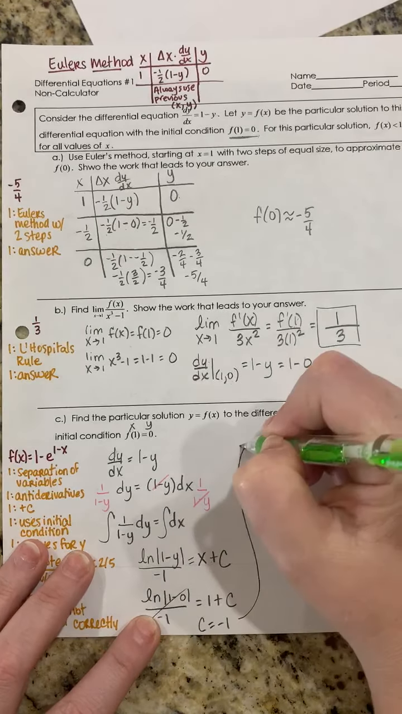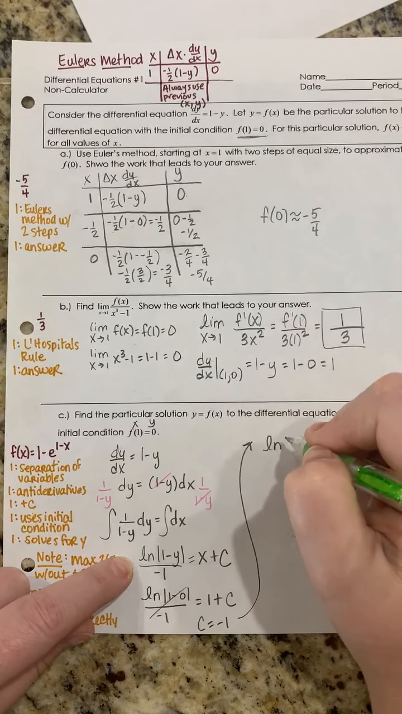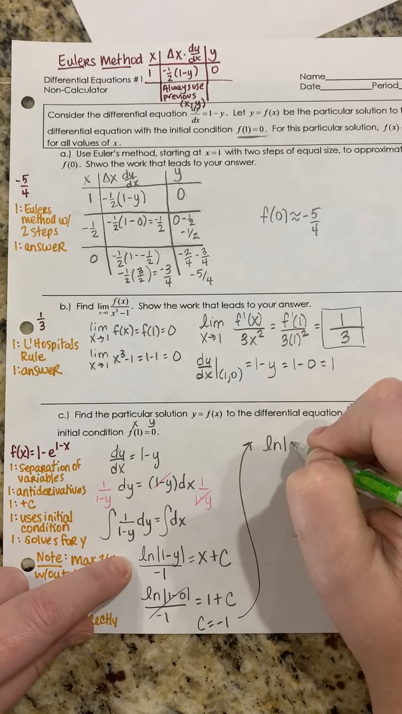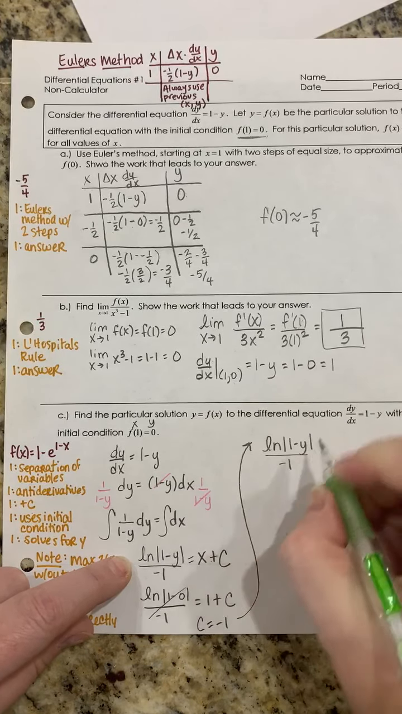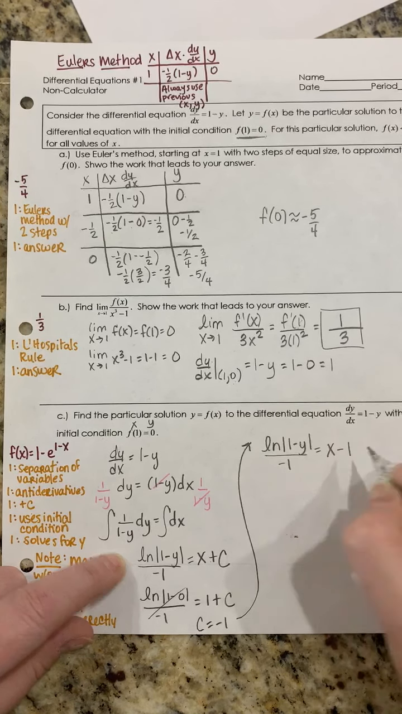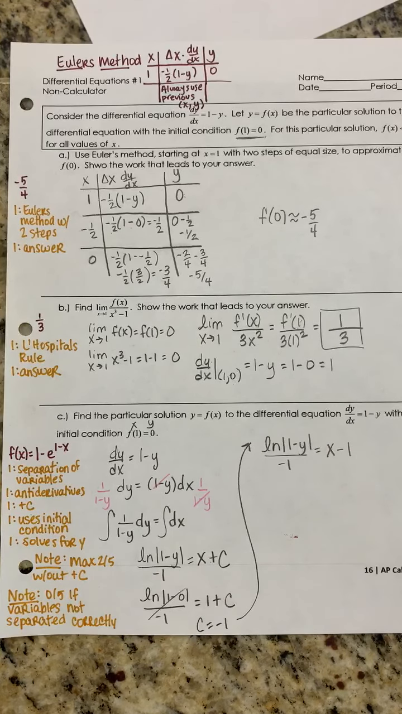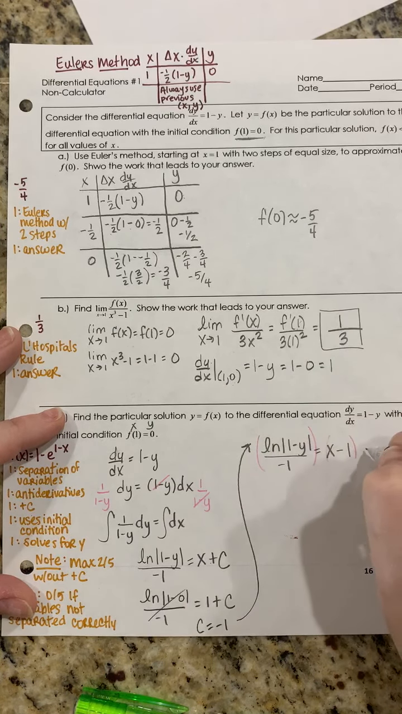So here I go. I'm going to go back, ln of absolute value 1 minus y over negative 1 equals x minus 1. So we have 4 out of our 5 points. The last point is always the hardest point to get because you have to solve for y equals correctly. So the first thing I'm going to do is multiply both sides of this by negative 1.